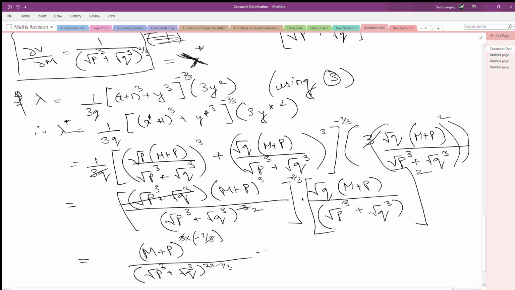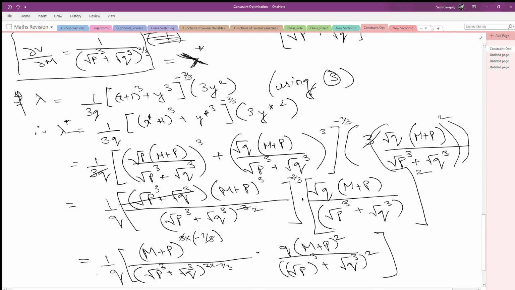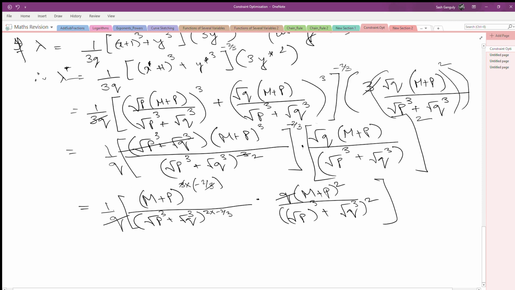And to this we will have, so root q square will become q times m plus p whole square upon root p cube plus root q cube, and the entire thing's square. And if you remember, I had a 1 by q left over as well. That 1 by q would be there outside, and that will cancel this q term out, right? So then what do I have?